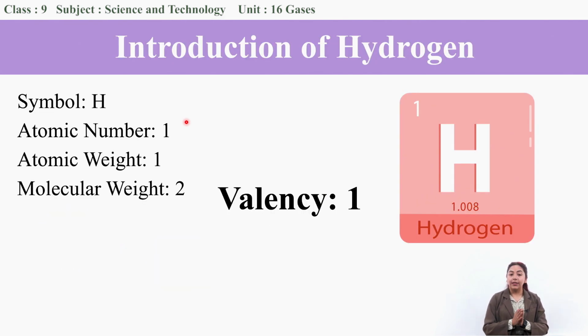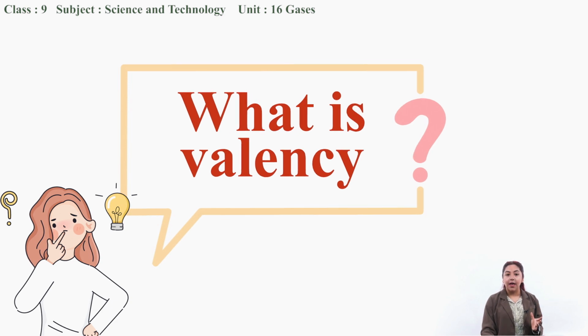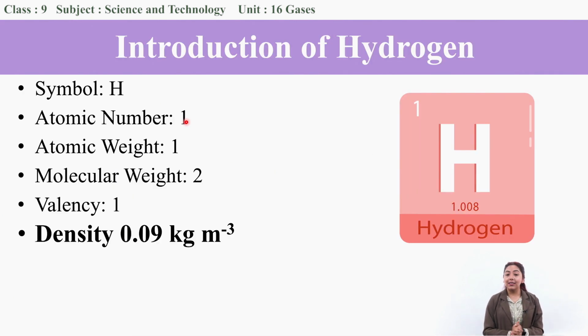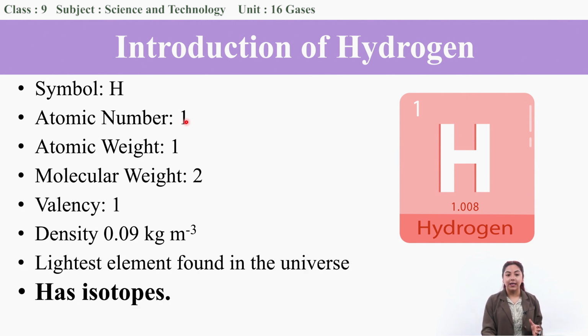Now valency. The valency of hydrogen is also 1. So what actually is valency? Valency is the combining capacity of an element with another element or radical. And as I mentioned earlier, hydrogen has a single electron in its outermost orbit. That's why its combining capacity with another element or radical is 1. That's why the valency of hydrogen is also 1. Now, the density of hydrogen is 0.09 kg per meter cube, and it is the lightest element that is found in the entire universe.